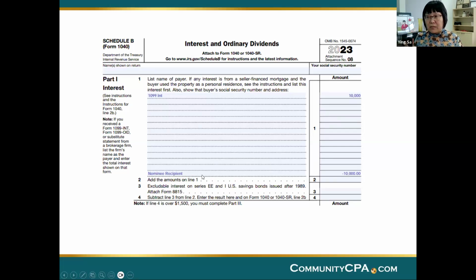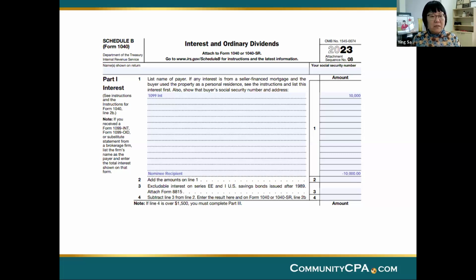Furthermore, I would recommend you write in brackets your mom's name and the ITIN or Social Security number in there so they know that the interest is being run over to a different person. So that is how you can get rid of your taxable interest income that doesn't belong to you.